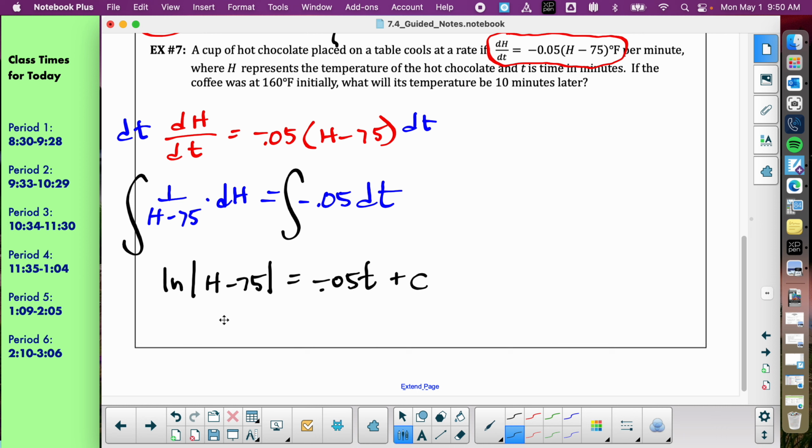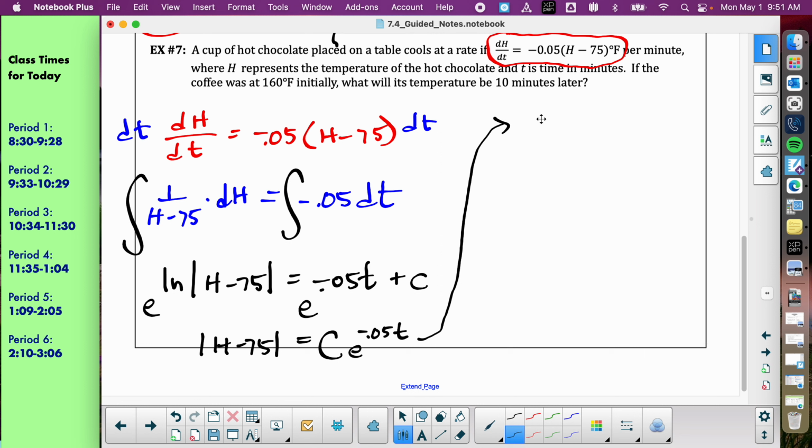And then I'm going to solve for H, kind of like solving for Y. Take both sides to e to the power. This would give me absolute value H minus 75 equals, and I'm going to skip a couple steps because I feel like you're used to it by now. The plus C here becomes a multiplier of C in the front. If you need me to show you that step, I certainly can. I was just trying to save space a little bit. And then once I have the C here, I can remove the absolute value symbol because the plus and minus get absorbed into it.